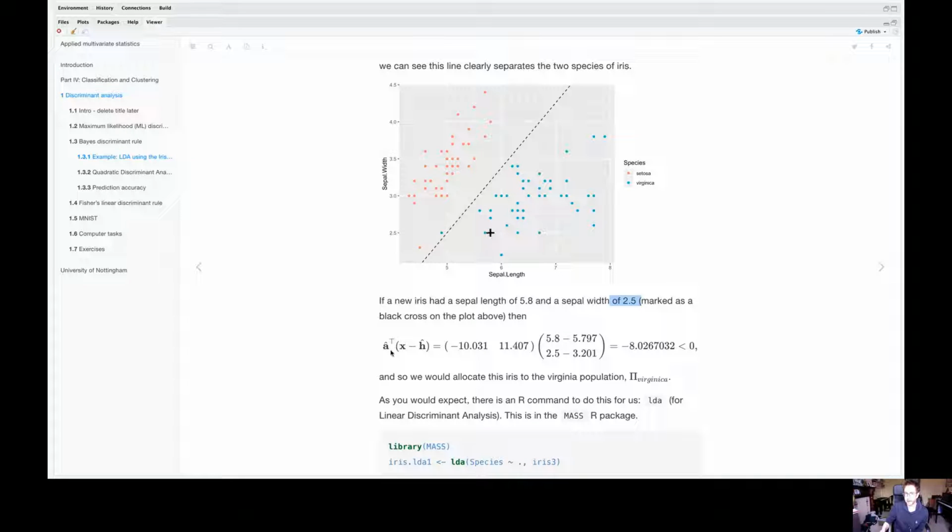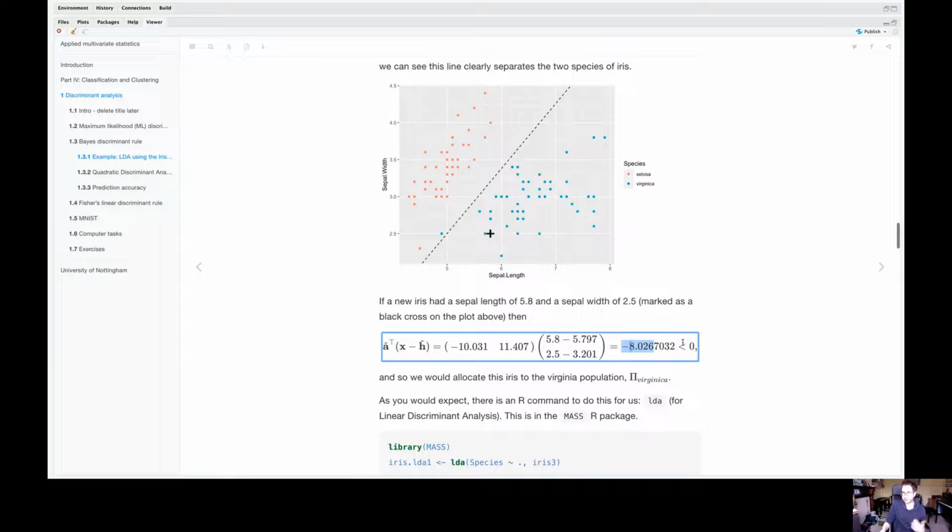Okay, and if we work out what A transpose X minus H is for these data, we get -8. That's less than 0, so we classify as Virginica.